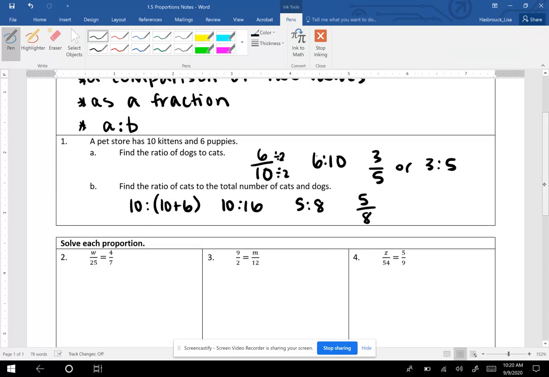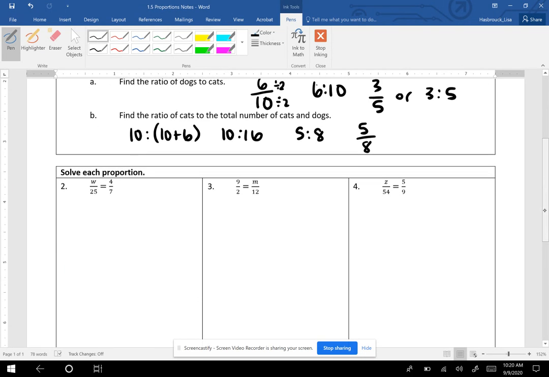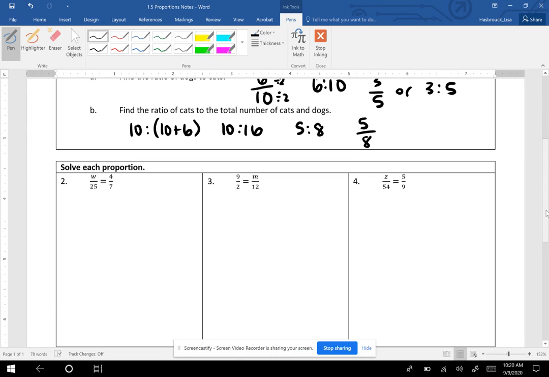Now, ratios are part of a proportion. A proportion has 2 ratios that are equal to each other. To solve a proportion, we're going to do something called cross multiplying. So I'm going to write this a little bigger, and then I will show you what I mean. When we solve, we're going to take the top of the first ratio times the bottom of the second. So 7 times W. Then we put our equal sign. Then we take the bottom of the first ratio times the top of the second. 25 times 4.